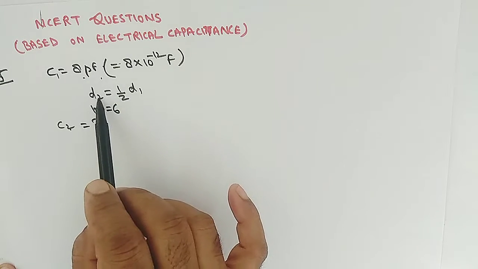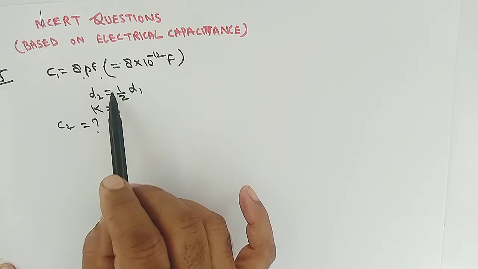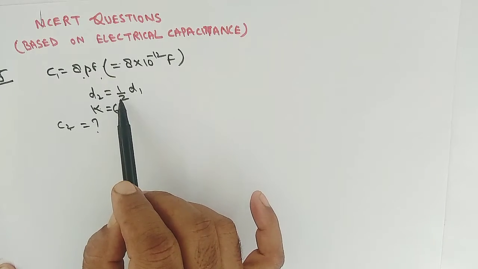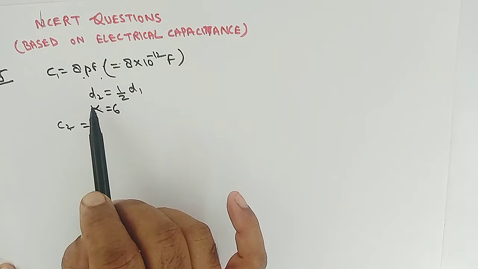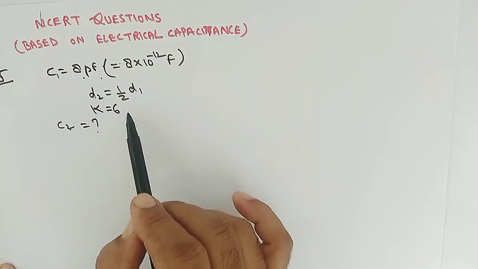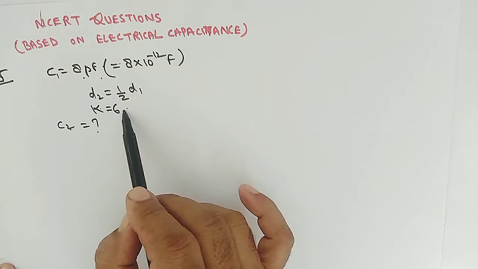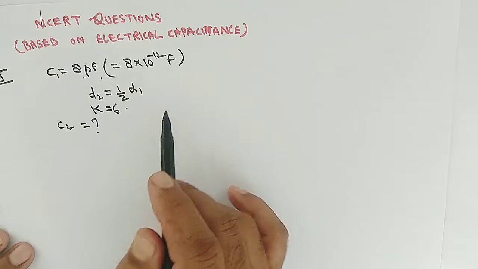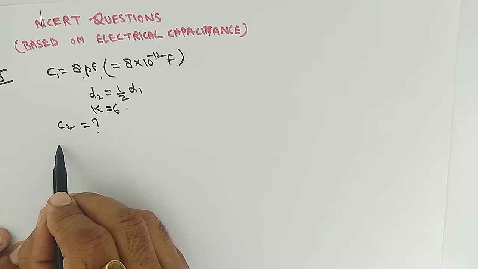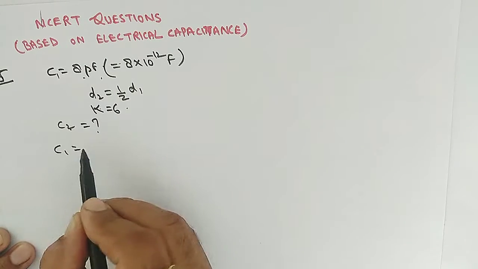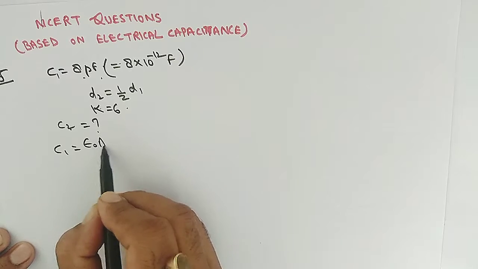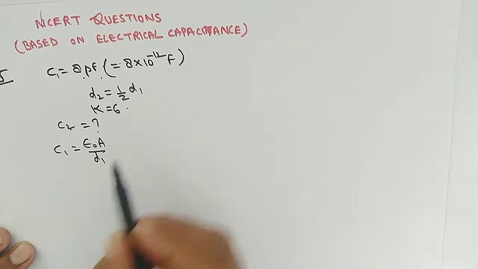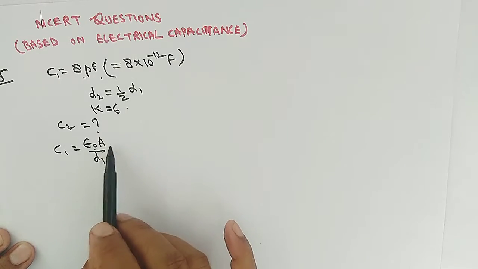That is, d2, the second distance, is half of the first distance, and the space between them is filled with a dielectric of constant 6. So K is 6 in this condition. As you know, the formula of C1 is equal to epsilon naught A upon D1. That is the condition when K is equal to 1, the air capacitor.